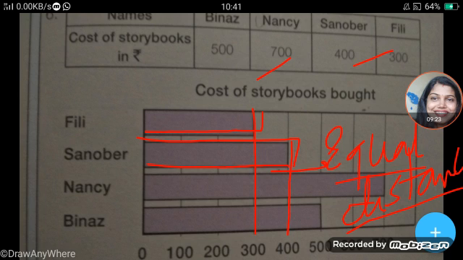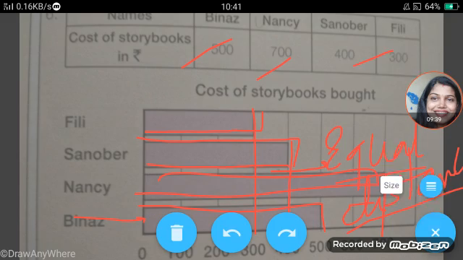Similarly, Nancy is 700. So I am drawing Nancy for 700. If you check here, and similarly here it is Binaz, that is 500. So I'll take 500 for Binaz. The cost of the book is represented like this. So I hope this is clear to you all, and you will draw this neatly in your classwork.